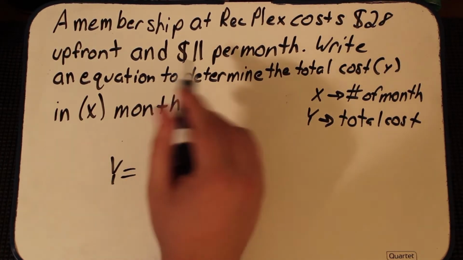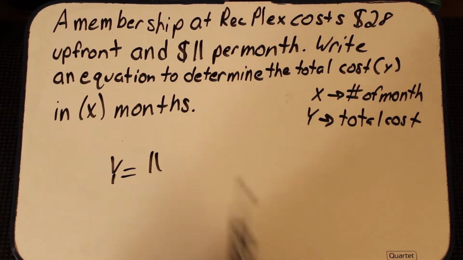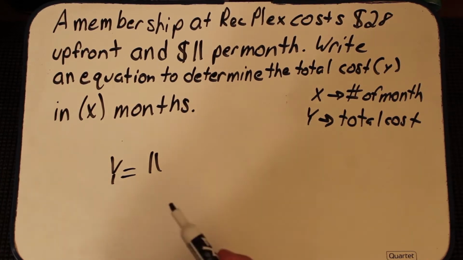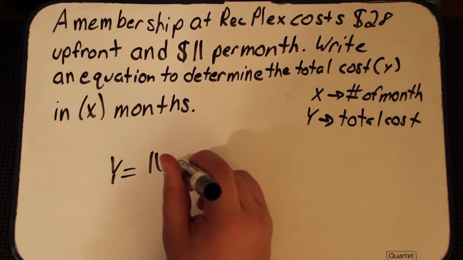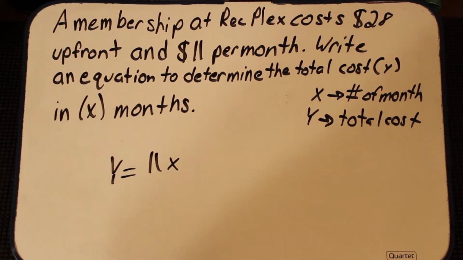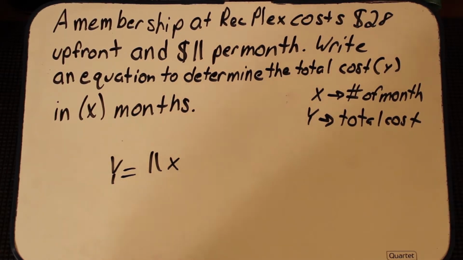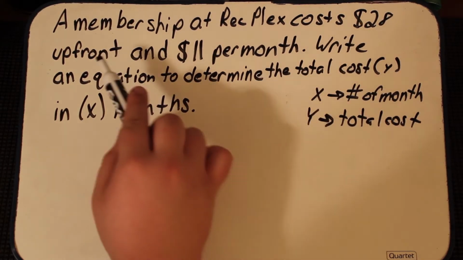So I'm going to take that 11 and write it down. Now it's $11 per month. Well, what represents the number of months? X. So I'm going to multiply $11 by the number of months. So it's going to be Y equals 11X. The last thing to look for is if there's any initial costs. And we do have one. It says it costs $28 up front.